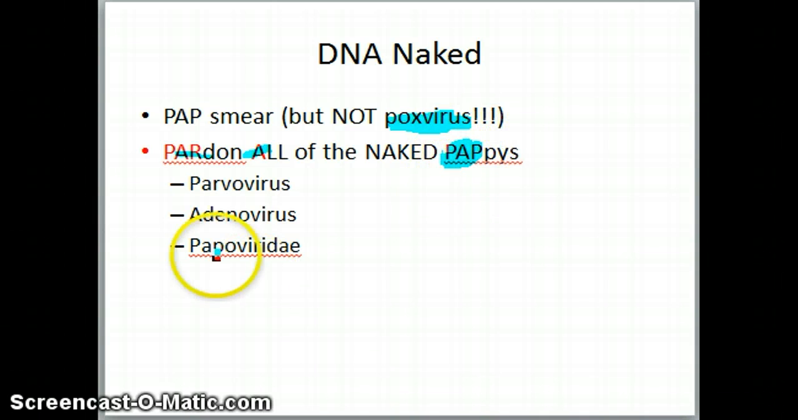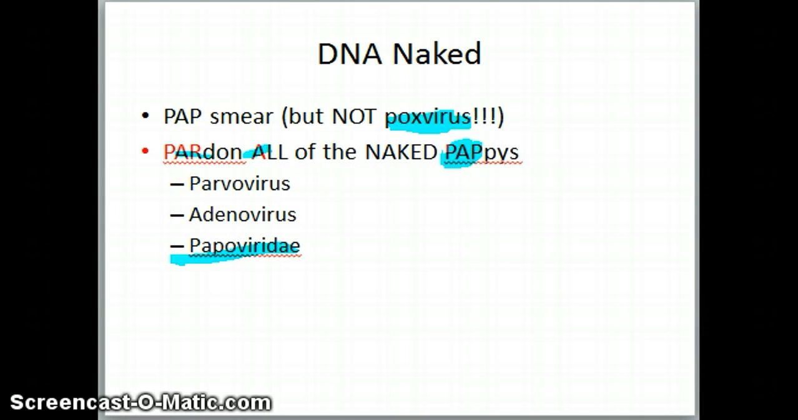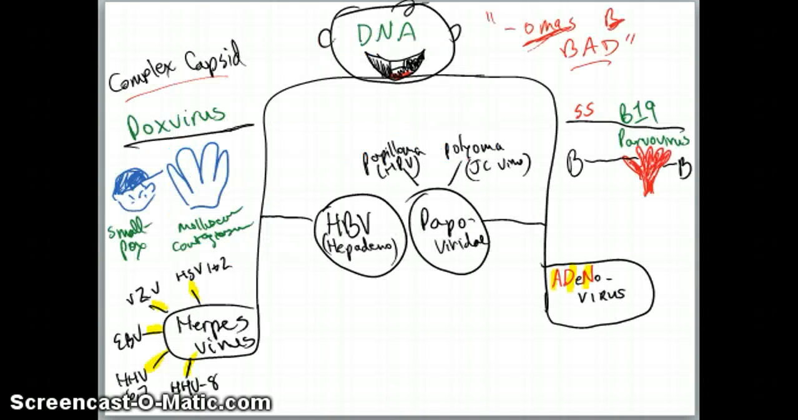The pap reminds me that it's Papoviridae, so that covers both of these P's here, papilloma and polyoma virus. I say pardon because that helps me remember that we are talking about parvo B19 virus, that B1 line. I say all because of the adenoviruses, and naked to help me remember that they are naked, not enveloped, so they are non-enveloped. So now let's get started.